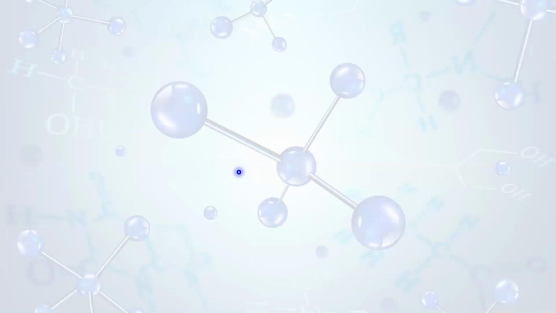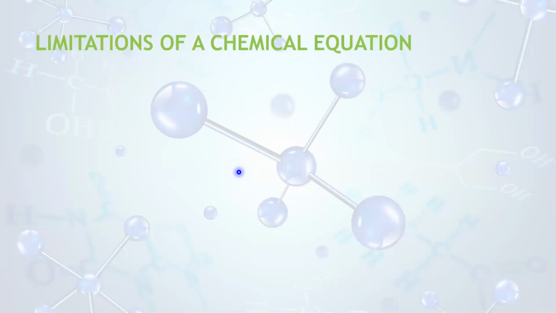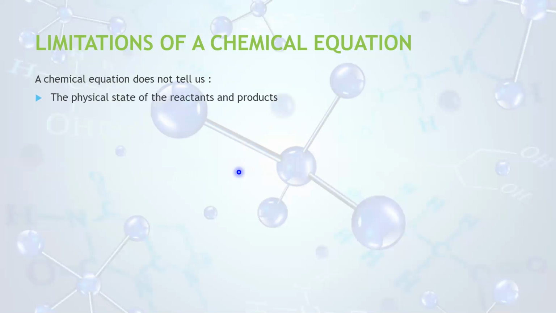Okay, move to the next topic. Limitations of a chemical equation. Some drawbacks are also there for a chemical equation. First one, it does not tell us the physical state of the reactants and products. That means whether the reactants are in the solid state, liquid state, or in the gaseous state, that we cannot understand from a balanced chemical equation.